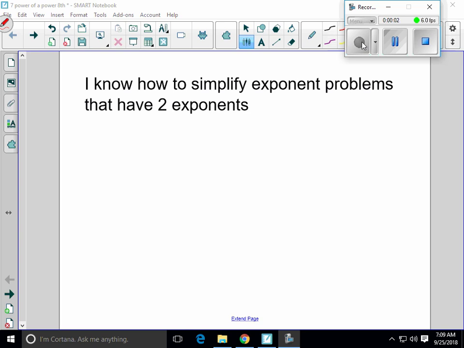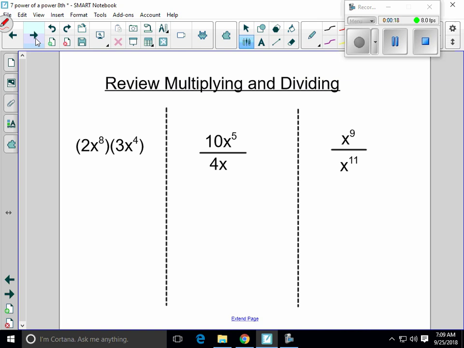Today we're going to look at how to simplify exponent problems that have two exponents. For example, if I have 4x to the third and that term raised to the fifth power. But let's start off with a review. If you flip to the blank side of your notes, let's review multiplying and dividing.